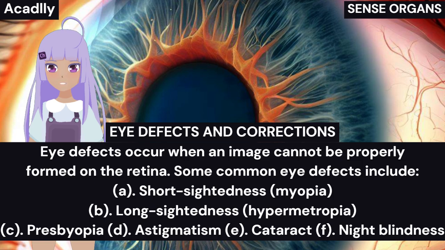B. Long-sightedness, hypermetropia. 1. This defect causes a person to see distant objects clearly, but nearby objects appear blurred. It occurs when the eyeball is shorter than normal, causing light rays from nearby objects to focus behind the retina.